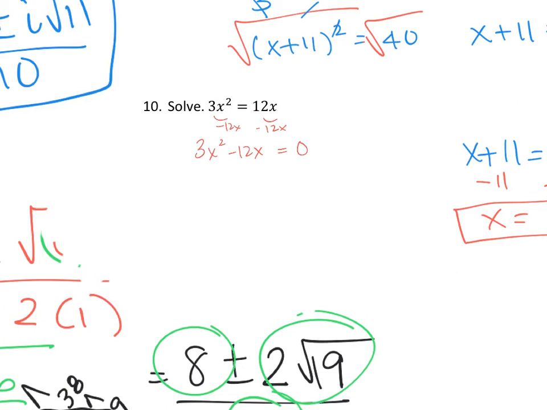We can use the quadratic formula, or we could try factoring. Now you notice there's only 2 terms, so if we're going to factor, we just want to look for a GCF and then see what happens. So we're going to pull out 3x as the GCF. We'll be left with x minus 4 equal to 0. That means either 3x equals 0 or x minus 4 equals 0. So we divide by 3, we get x is 0, or add 4, and x is equal to 4.